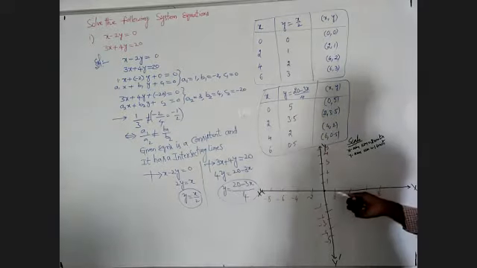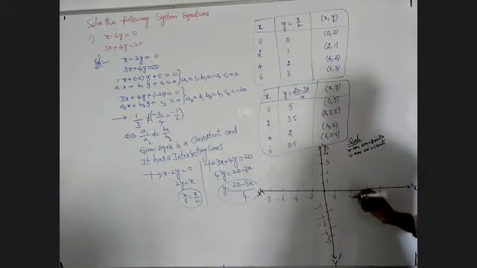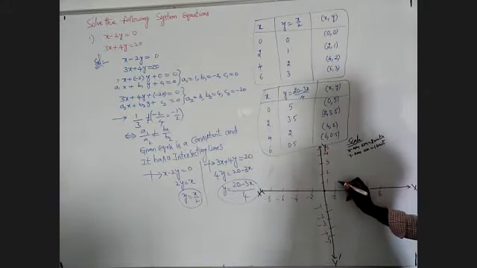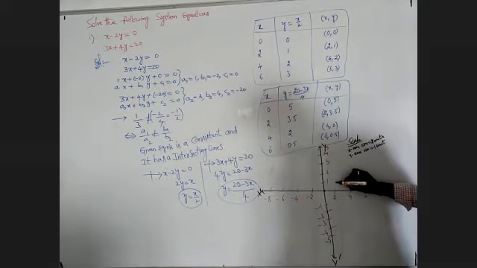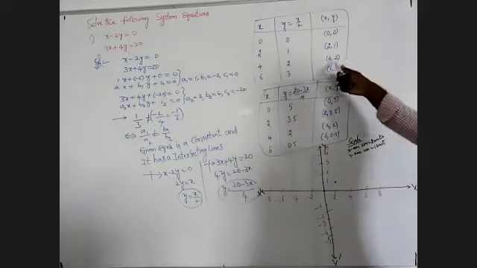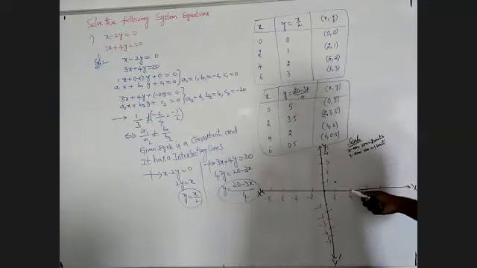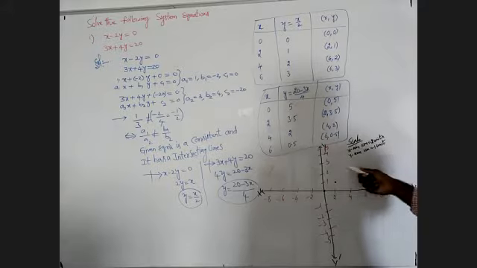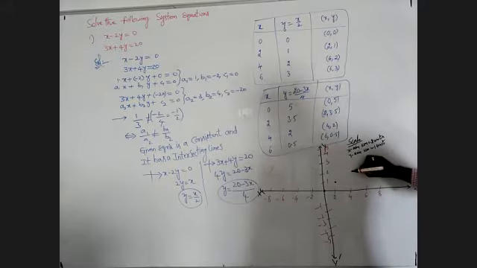And the second one is 2, 1. On the x-axis we take 2, on the y-axis we take 1. This is 2, this is 1. This is the given point 2, 1. After that we take 4, 2. This is 4 on the x-axis, and 2 on the y-axis. That must be 4, 2.